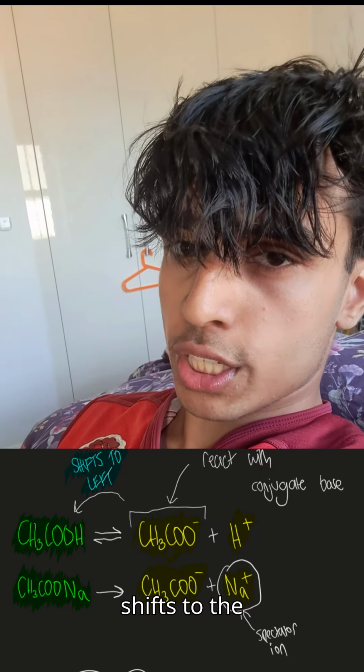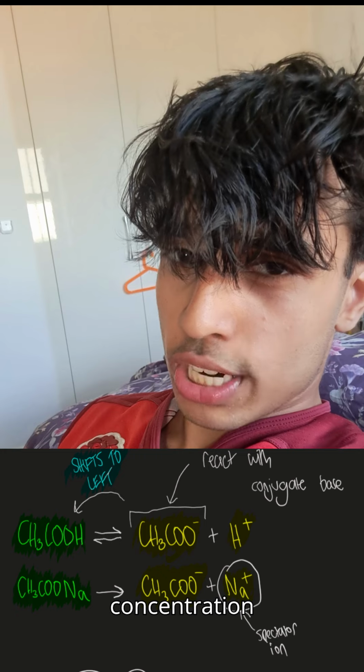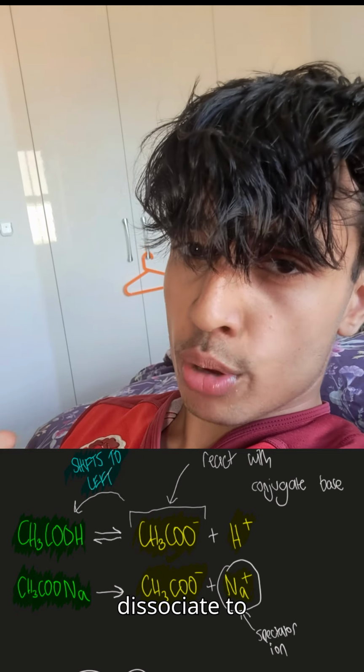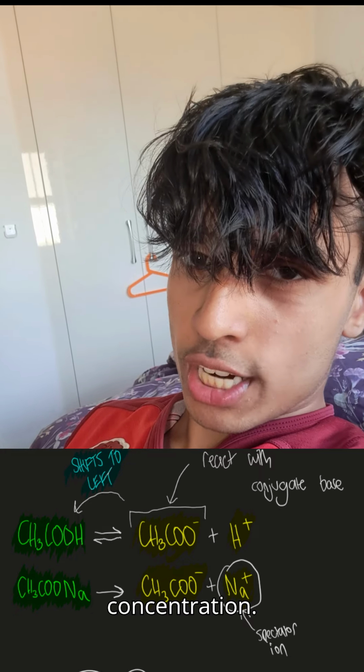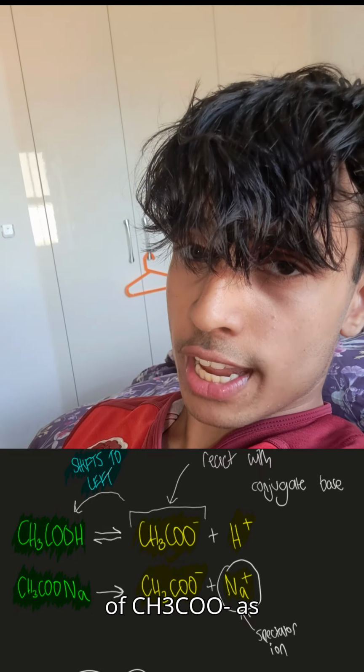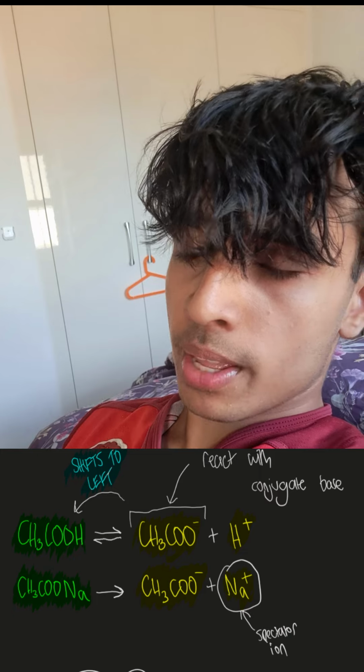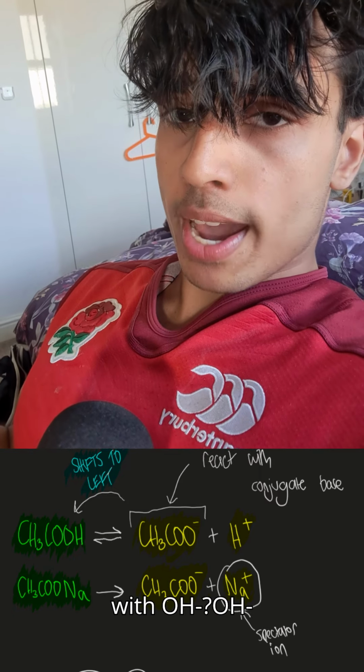So the equilibrium shifts to the left, but there's a large concentration of ethanoic acid, so more can just dissociate to form ethanoate ions. So it doesn't make an overall difference to the concentration, and there are large concentrations of CH3COO- as well. What happens when we react this with OH-?